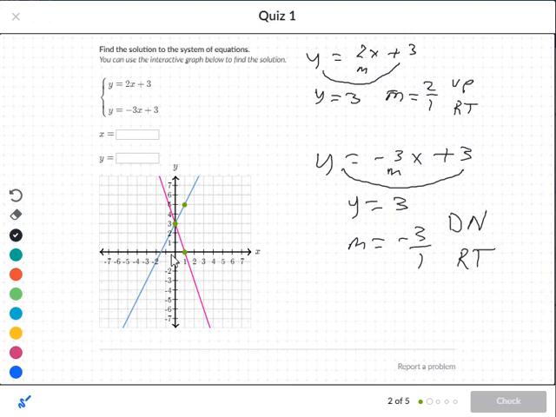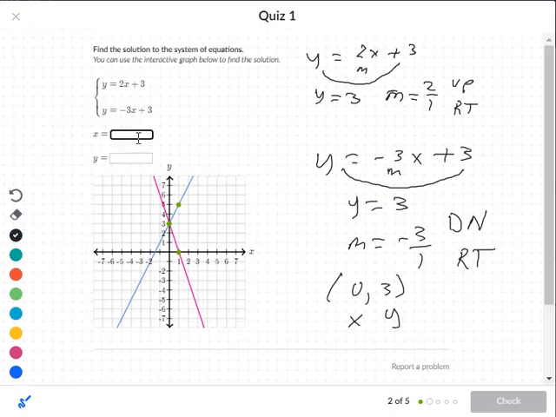So the point that they have in common would be 0 on the x, and then up 3. So (0, 3). The 0 would be your x, and your y would be positive 3. So we come out here, we put down a 0, then we put down a positive 3.